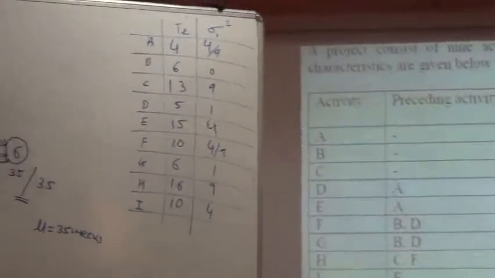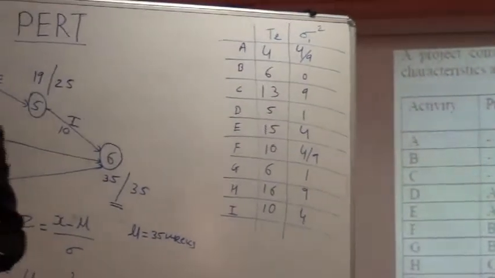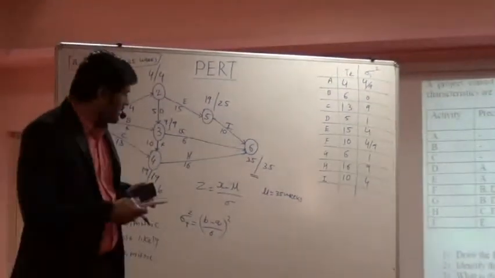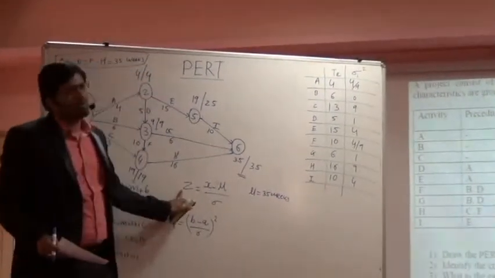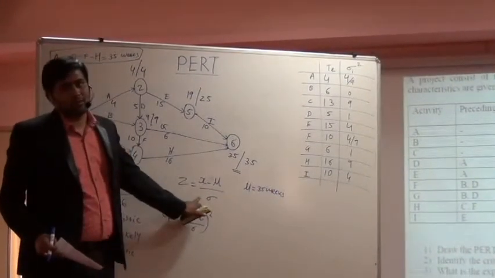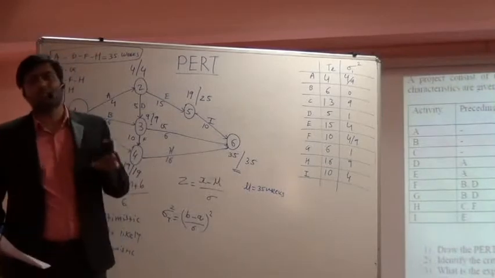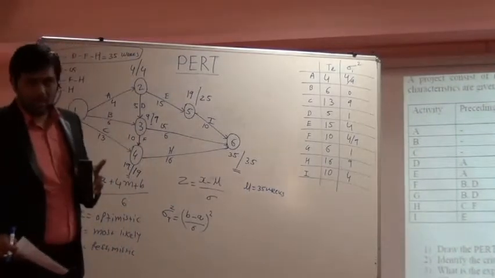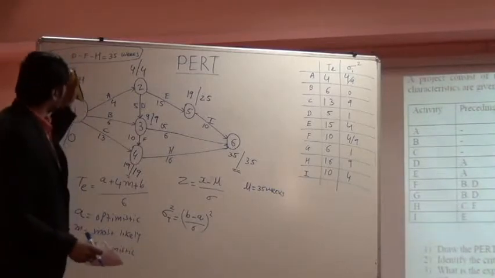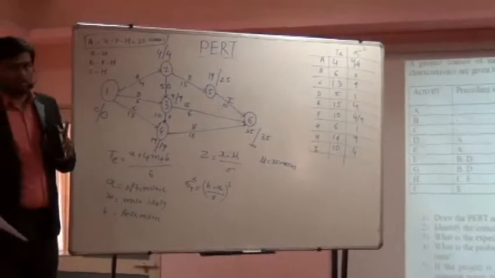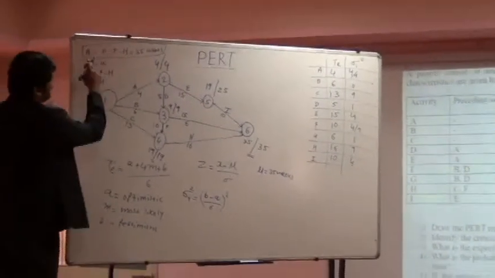Right? Now, after finding the variance of all, we require the total variance to calculate the Z score to find out the area in the coming time. But the total variance will be of only those activities which are the critical activities, which are there on the critical path. So we are going to find out the total variance of only those activities which are critical. So if we see, the critical activities are A, D, F and H.